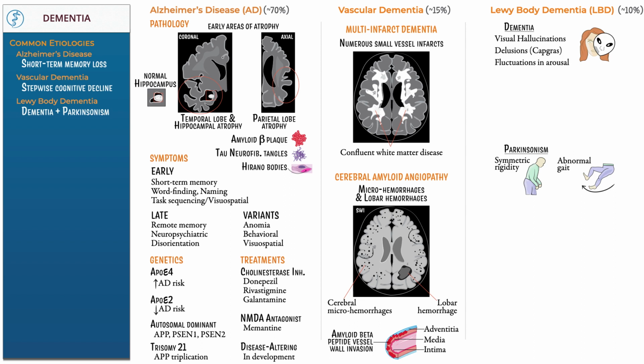Also, severe neuroleptic sensitivity, meaning typical antipsychotic medications such as Haldol will profoundly worsen the Parkinsonism and can even lead to neuroleptic malignant syndrome. REM sleep behavior disorder, in which patients act out their dreams due to dysregulation of muscle atonia during REM sleep.